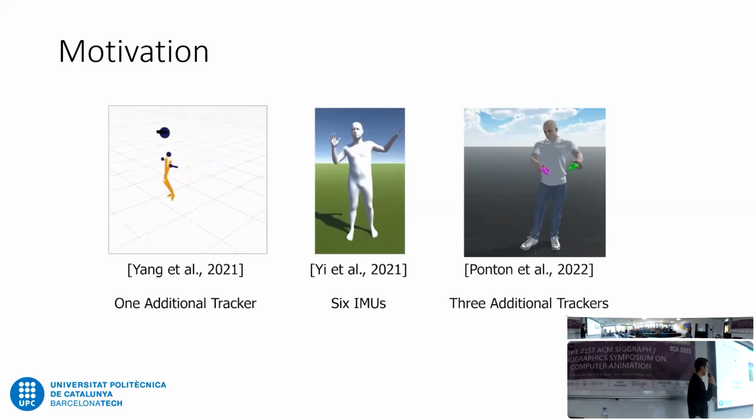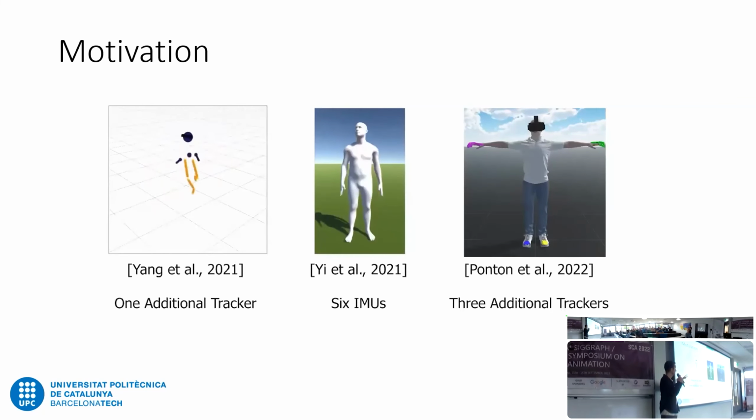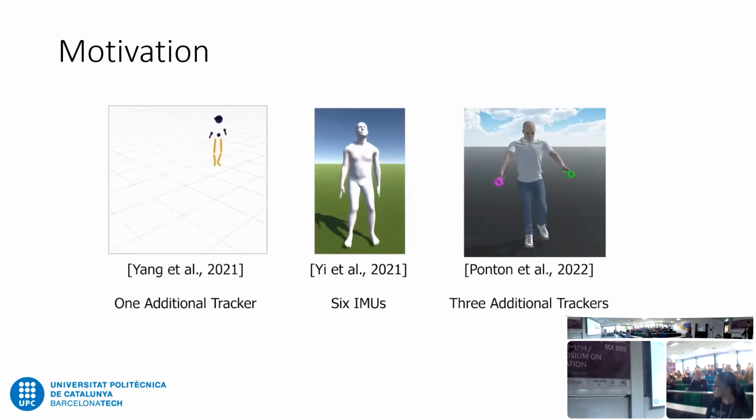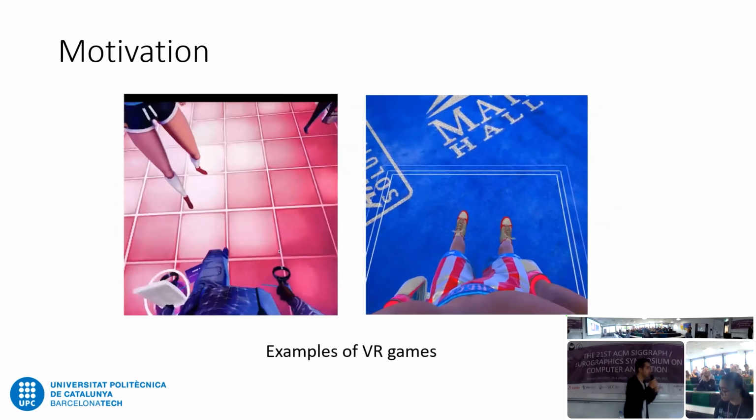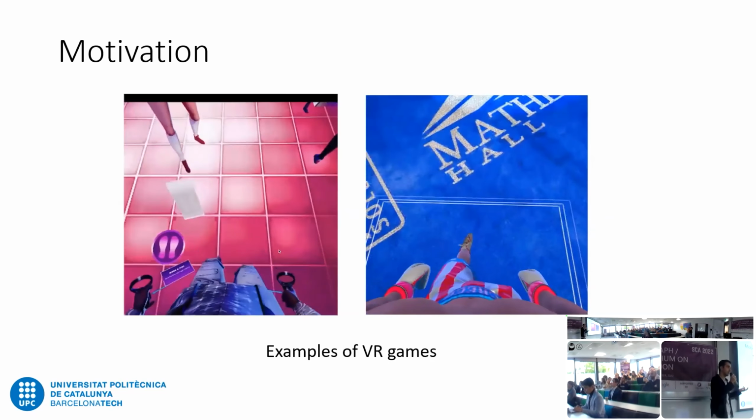Then some other papers only use one additional tracker and use a neural network to predict the lower body. But in standard VR systems, we only have the two handheld controllers and the head-mounted display.